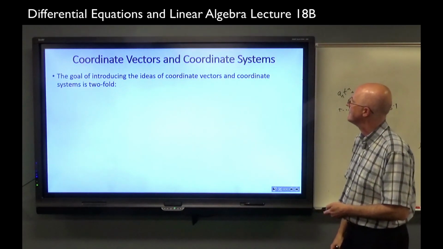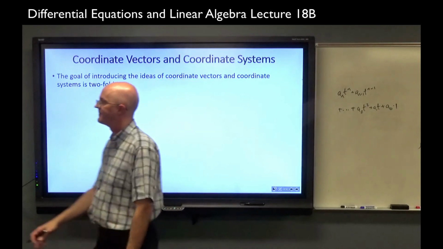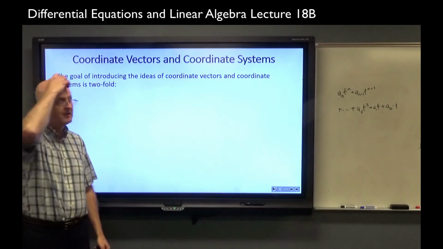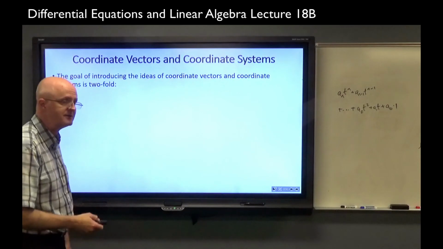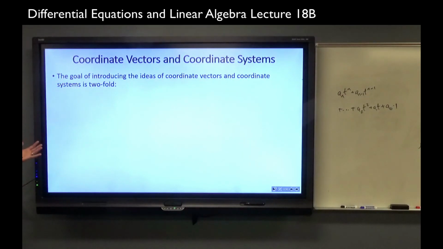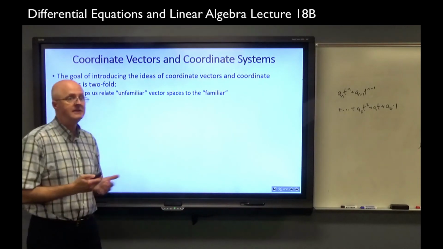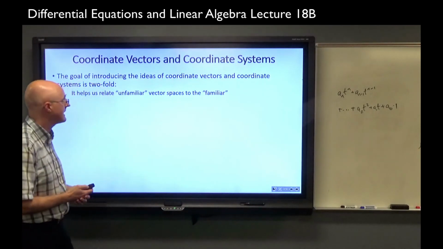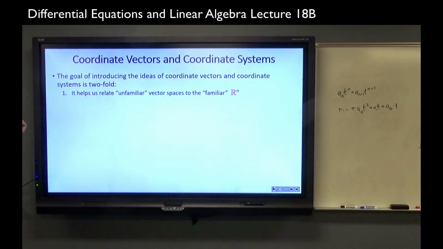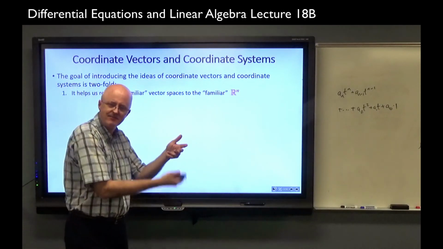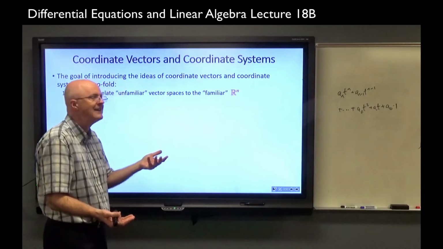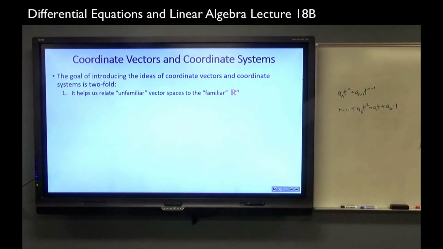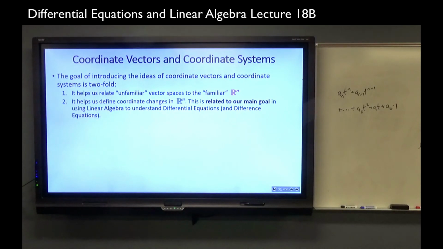So last slide here. We're just going to summarize some things now. We'll look at examples in the next lecture, 19b. What's the goal here, though? The goal of introducing the ideas of coordinate vectors and coordinate systems is twofold. First of all, it's going to help us deal with unfamiliar vector spaces by relating them to the familiar Rn. Which makes sense because these coordinate vectors are in Rn. Secondly, it helps us define coordinate changes in Rn.